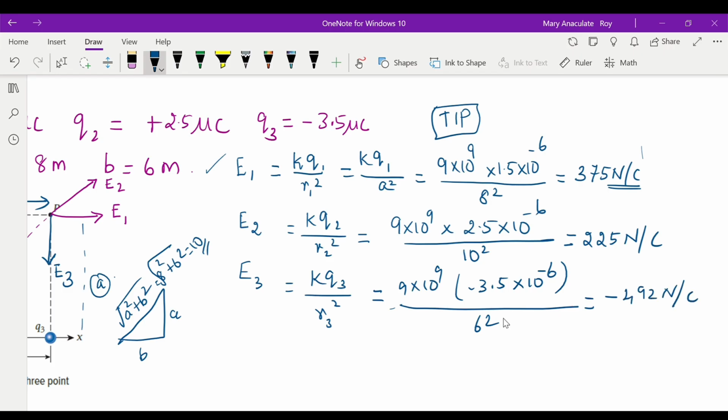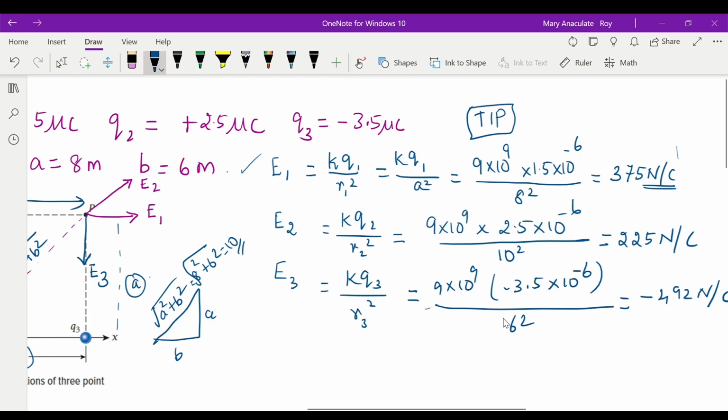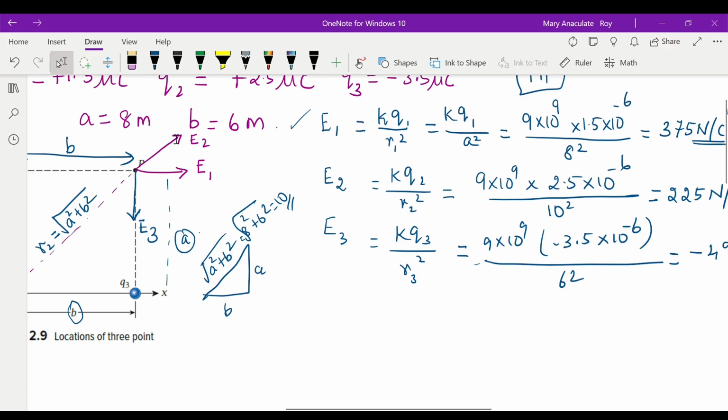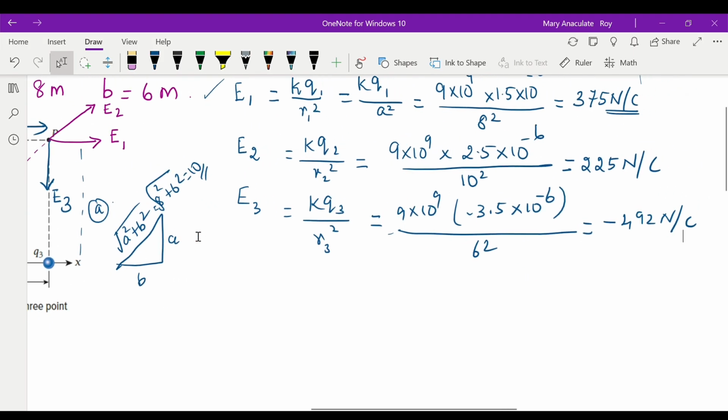So we have found the electric fields E1, E2 and E3, and the next step is, by using your math skill, you should combine the three vectors. That's a little confusing for many students, but if you practice 2-3 times, you will get it right. Okay, so I'm just drawing that again.